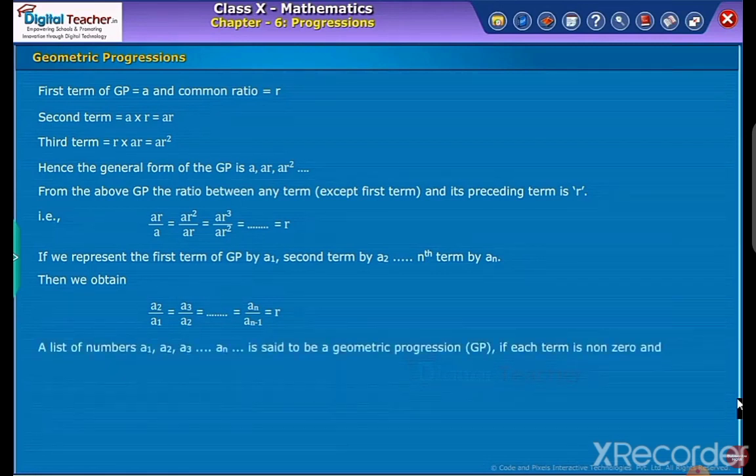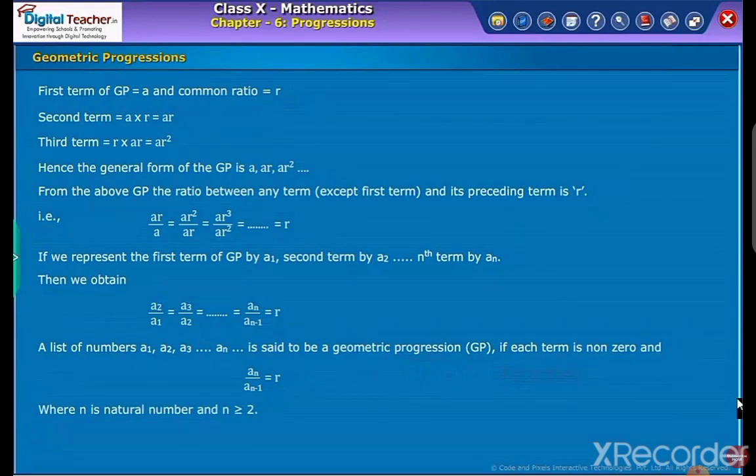A list of numbers a1, a2, a3, and so on up to an is said to be a geometric progression, GP, if each term is non-zero and an by a(n-1) equals r, where n is a natural number and n is greater than or equal to 2.